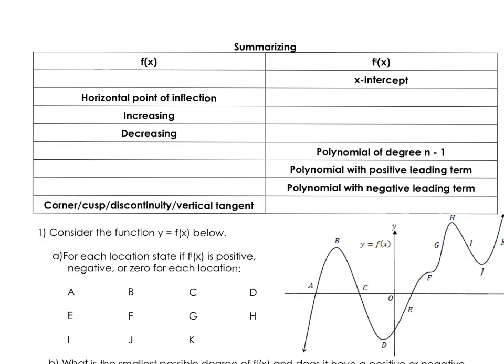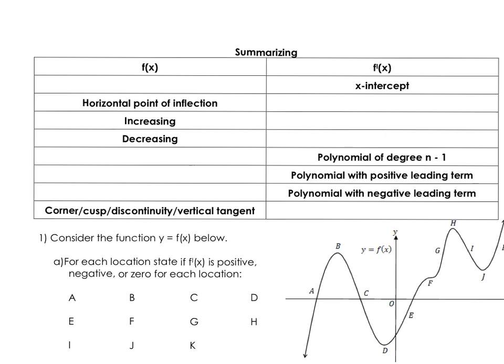Okay, we're going to make a little chart here to summarize. When the function, that's the left-hand column, has a turning point, the derivative has an x-intercept. At any turning point, the derivative is 0, so it has to be at the x-axis.